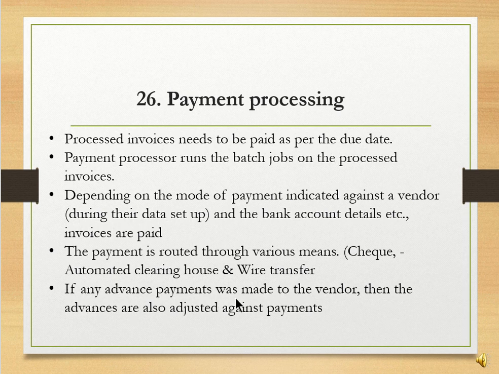If any advance payment was made to the vendor already, then the advances are to be adjusted against these payments. Okay, whenever there is an advance payment that is open in the vendor books, it has to be offset with the open invoices and then paid.